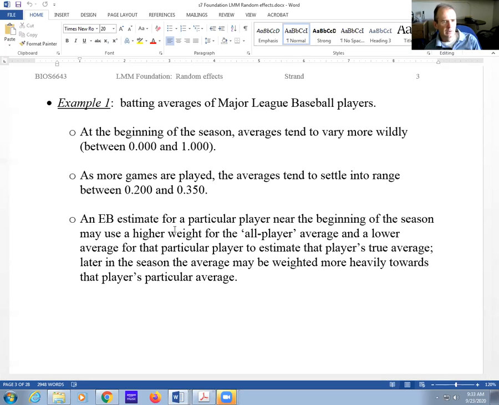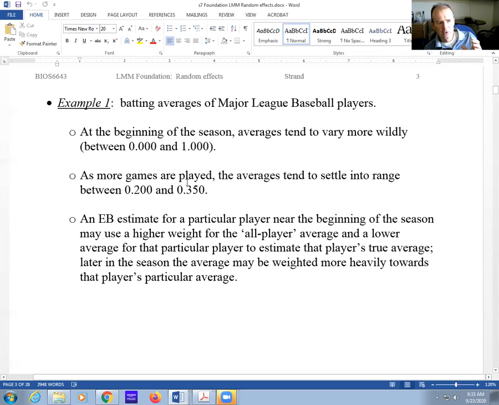So if you consider estimating what a true batting average is for somebody early in the season, you don't have much data for a subject. So what you would probably do is take a weighted average that was based more on the team's average or even the league's average for that subject, and less on what that subject's actual average was. Whereas as the season goes on, you have a better idea of how good that batter is.